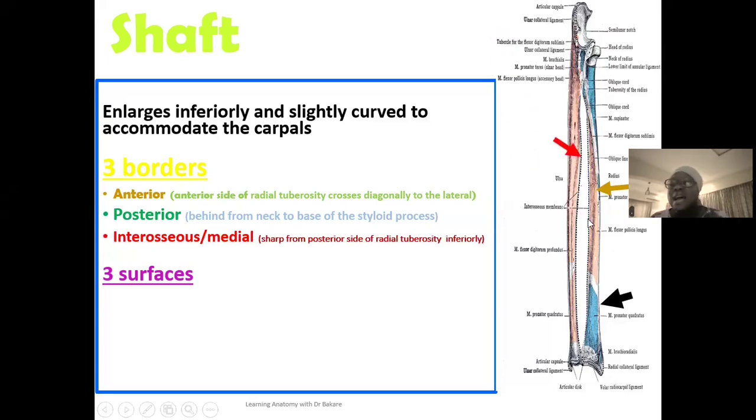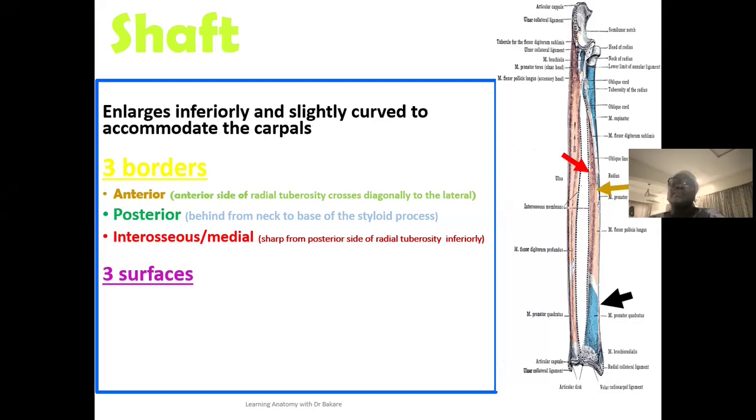And this is what is arrowed there in red. So this is where we have the interosseous border. This interosseous border is related to the interosseous membrane. Don't forget that the interosseous membrane is a fibrous sheet that connects the radius with the ulna. We also described this border in our previous lecture on the ulna.